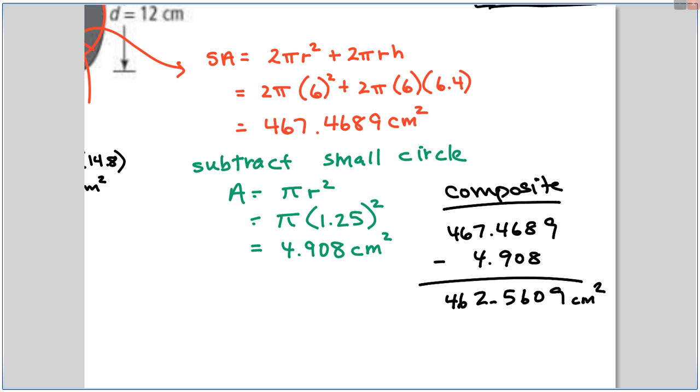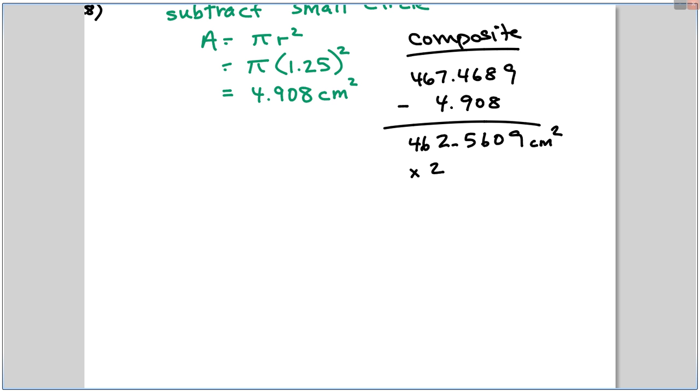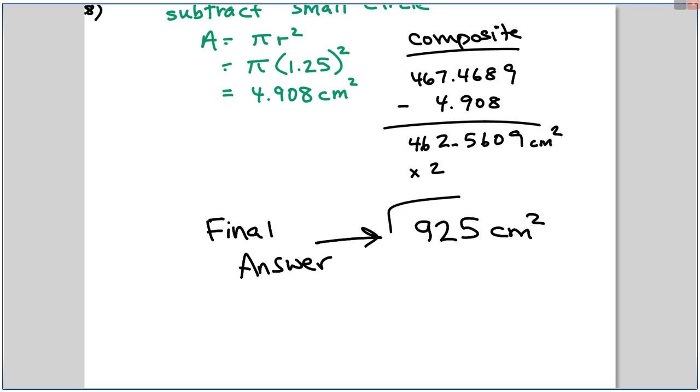Okay, so that is the surface area of the dumbbell on the right there, that weight on the right. And there's 2 of them, so we'll times that by 2, and you'll get your final answer. So times this by 2, I got, and they wanted it to the nearest whole unit, so 925 centimeters square.